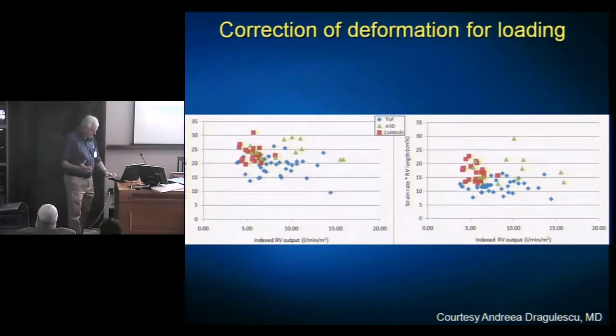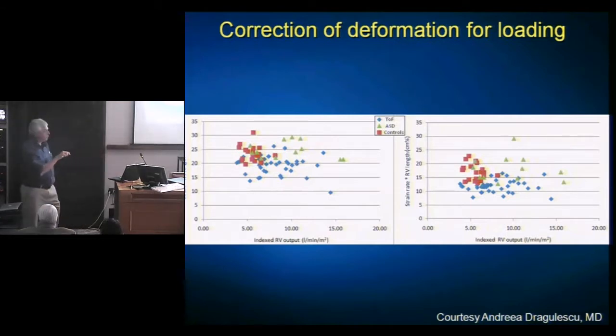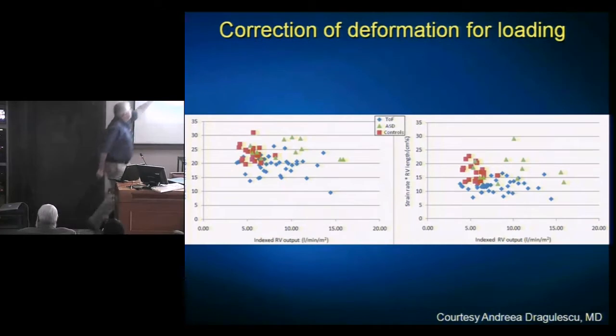right ventricular size. If you look at this, I showed you the slide for ASD patients yesterday. Here is the right ventricular output. Here is strain corrected for right ventricular size. Here are the normal patients in orange. Sorry, this works intermittently. Here are the ASD patients, which I showed you yesterday in green. They have relatively normal deformation corrected. But the tetralogy patients in blue have decreased deformation.